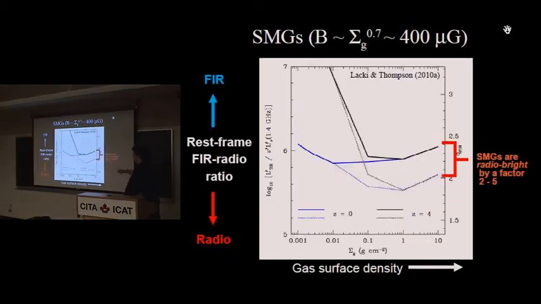So in our models, these are the galaxies we observe at redshift 0, but basically in our models, these are the puppy starbursts, including the submillimeter galaxies. And you see that they're radio bright by a factor of a few.